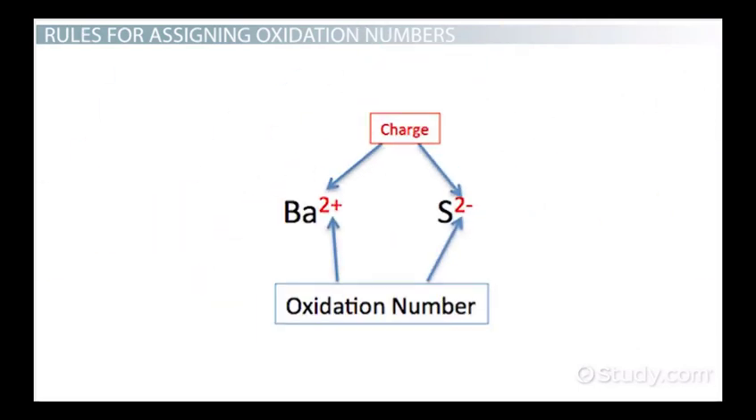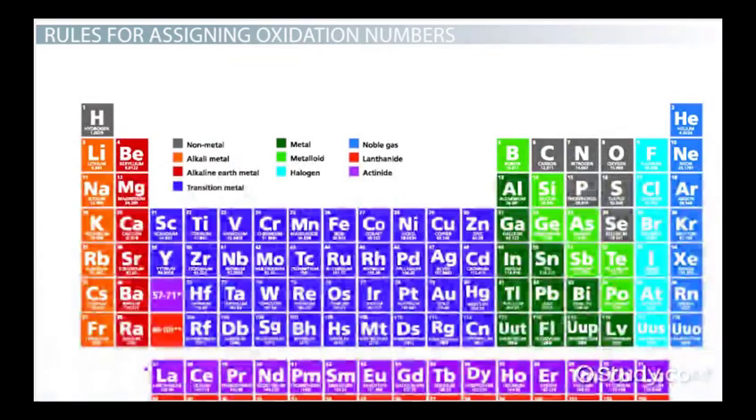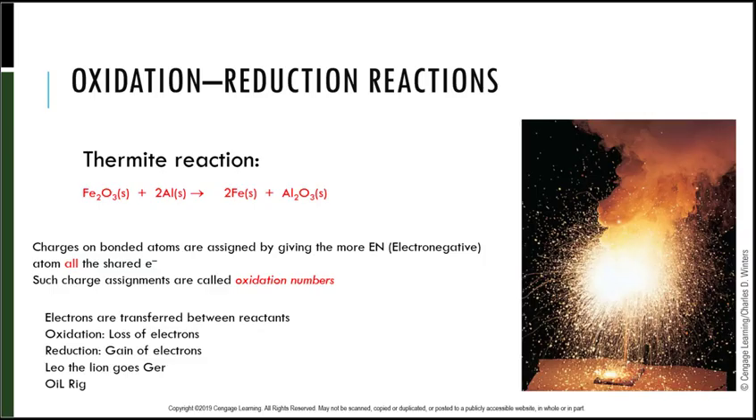Here's another example. The barium ion has a +2 charge, so the oxidation number is +2. For the sulfur ion, the charge is -2 and the oxidation number is -2. Rule 3. The oxidation number of metals is +1 in group 1 and +2 in group 2. Unless it is in pure elemental form, the oxidation number of a metal is +1 in group 1 and +2 in group 2. We will get to some more rules in just a minute, but I do want to pause and look at some examples and how we can apply this.